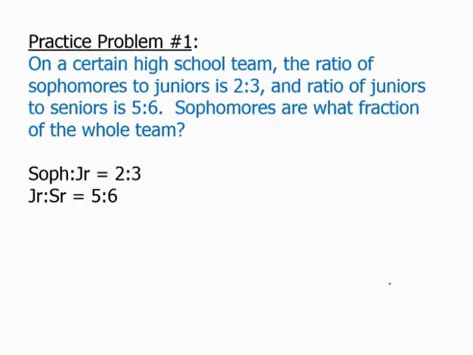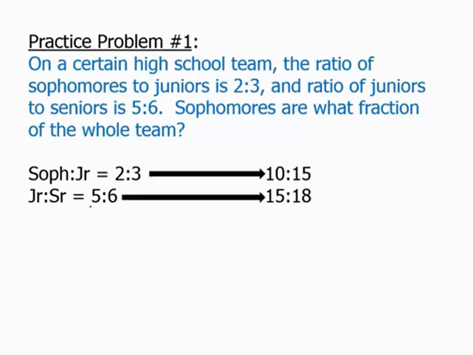So right now we have two ratios, sophomores to juniors, juniors to seniors. Obviously juniors are the common element. And so we'd like to find equivalents so that the 3 in the first ratio and the 5 in the second ratio are the same. And of course the easiest way to do this would be to multiply the first ratio by 5 over 5, multiply the second ratio by 3 over 3. Then we get these equivalent fractions.